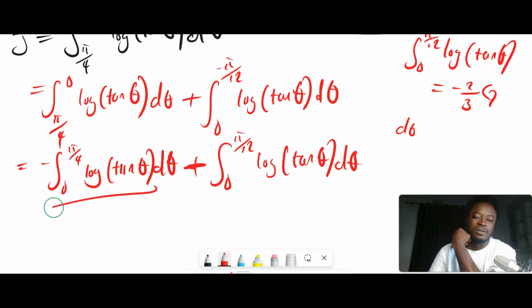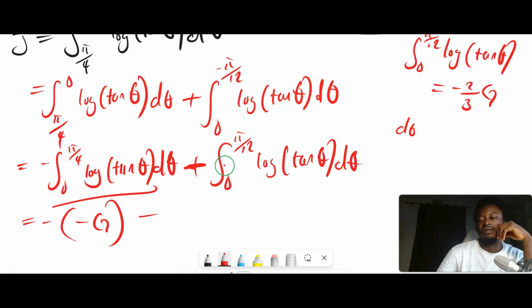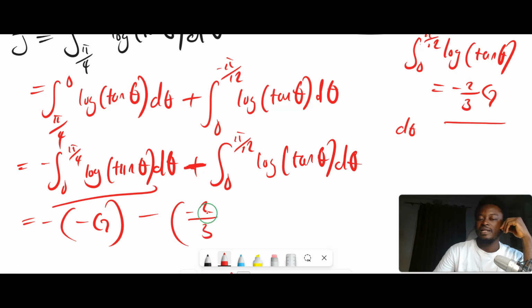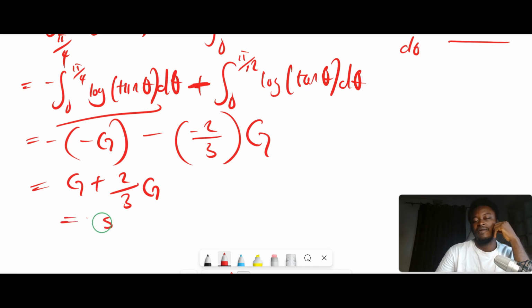Now this is well known. This is G. This is negative times negative G. On the other hand, this one here is still not all that known, but I've quoted the value as negative 2 over 3 times G, where G is Catalan's constant. So you would have G plus 2 over 3 G, so that would be 5 over 3 times G.